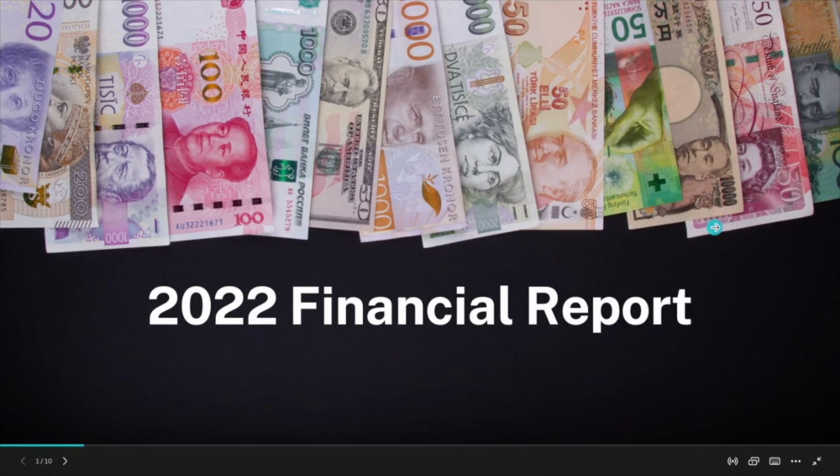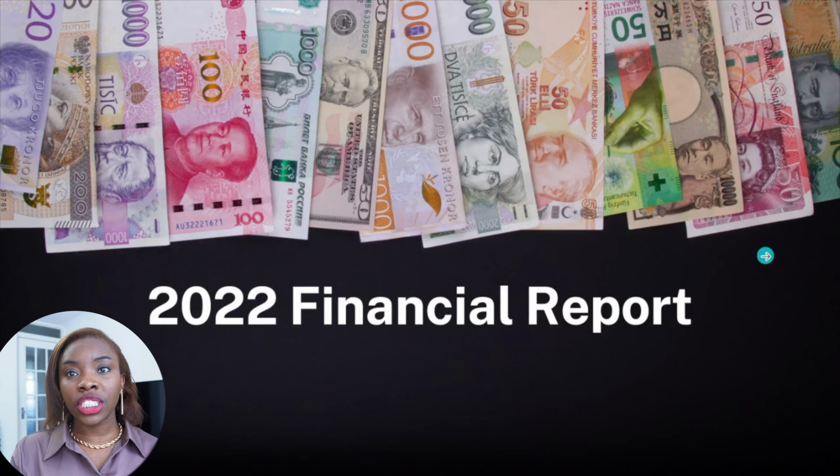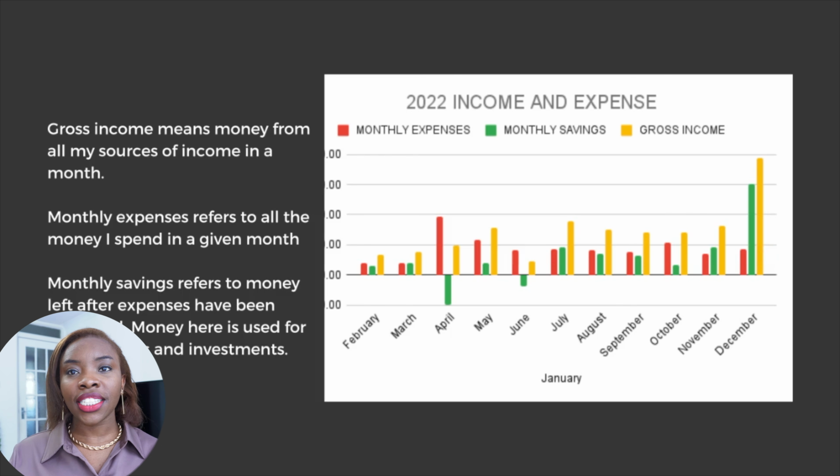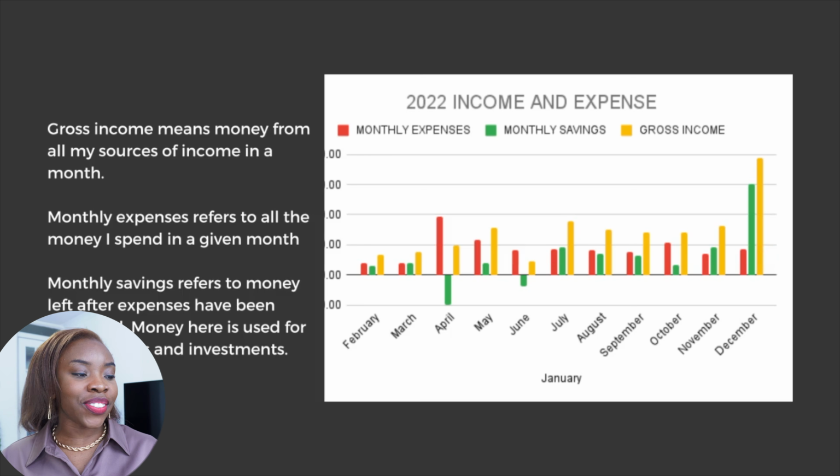I've got my laptop here and I'm going to be sharing what I'm doing on the screen. So let's get started. This is the opening page. I'm going to show you the first chart. So this is the first chart, which shows my 2022 income and 2022 expenses.